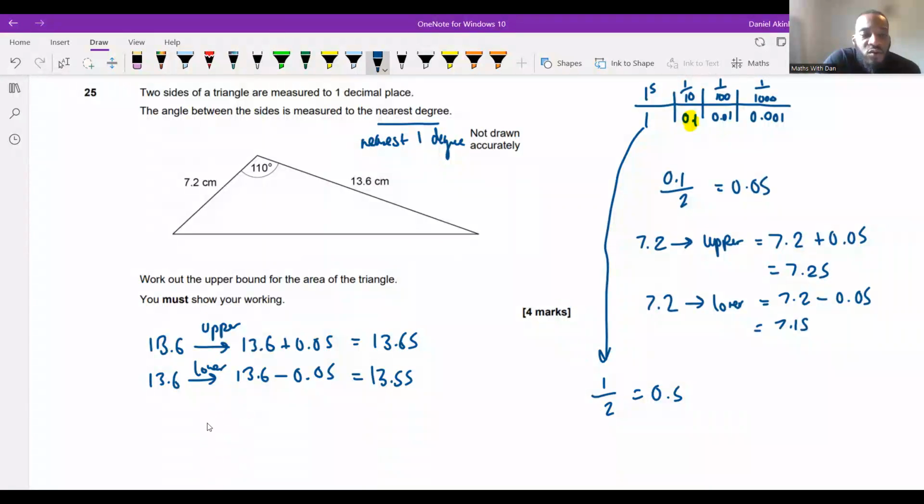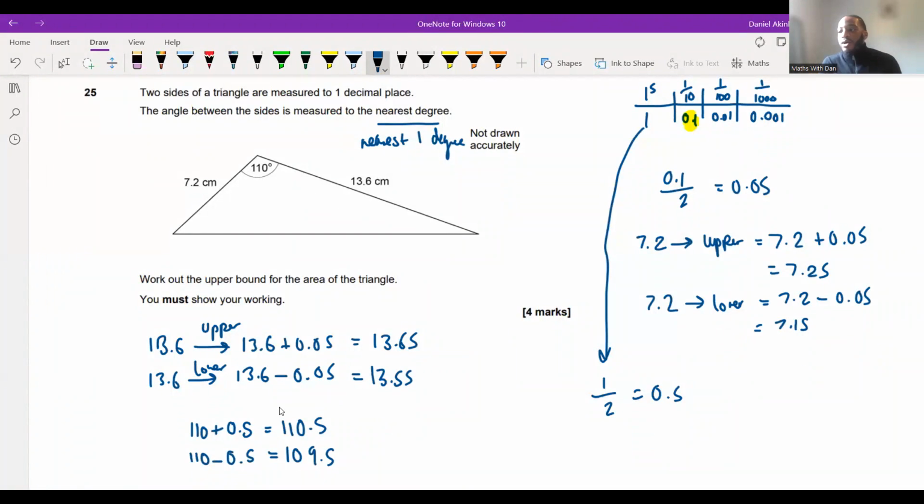So therefore, for 110, we're going to add 0.5. This will give us 110.5. This will be the upper bound for it. And then the lower bound would be 110 minus 0.5, which is 109.5.